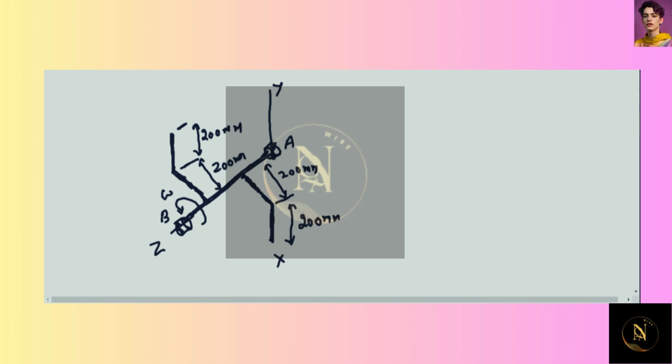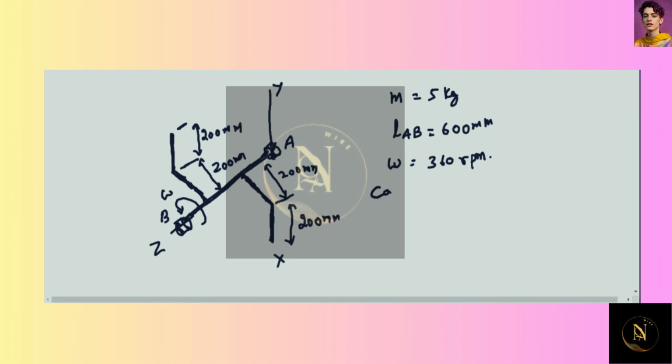Hello friends, here it is given two L-shaped arms, each of mass 5 kg, welded at the 1/3 point of a 600 millimeter long shaft AB. So here the mass of each L-shaped arm is given as 5 kg. The length of shaft AB is 600 millimeter, and AB is rotating with angular velocity 360 rpm.